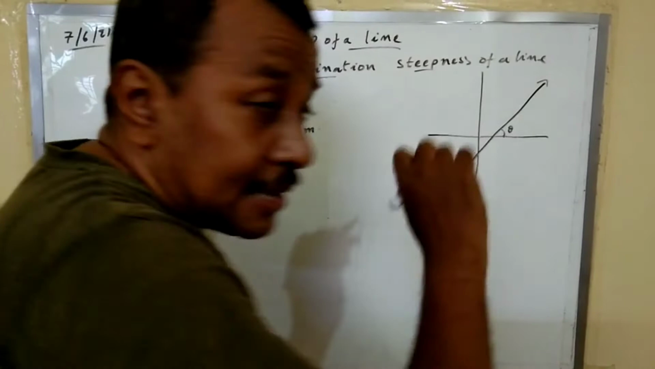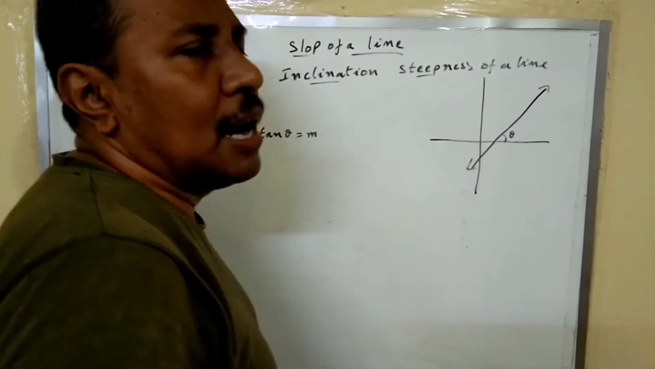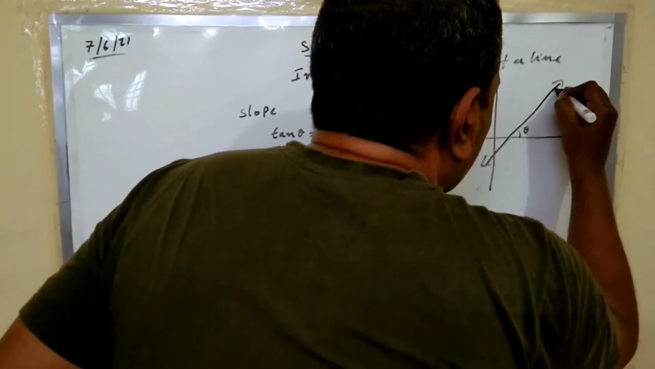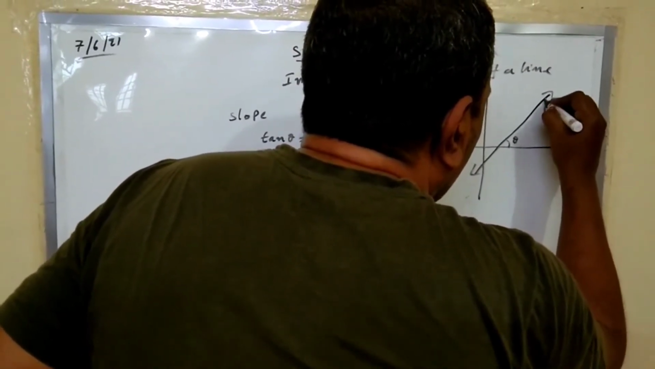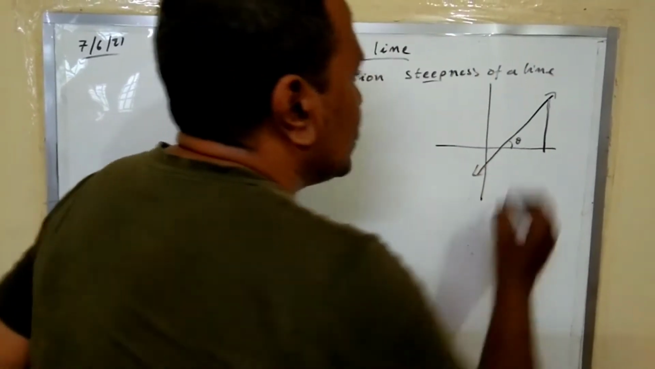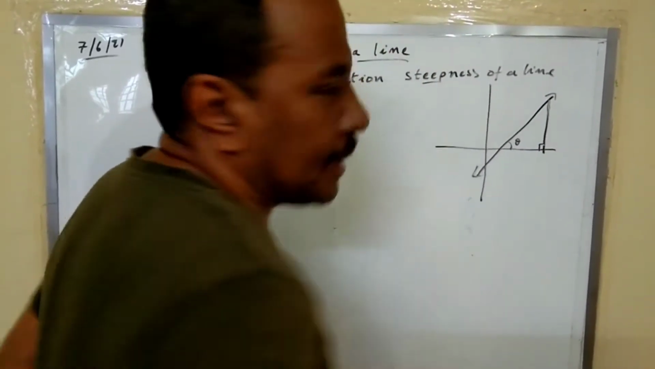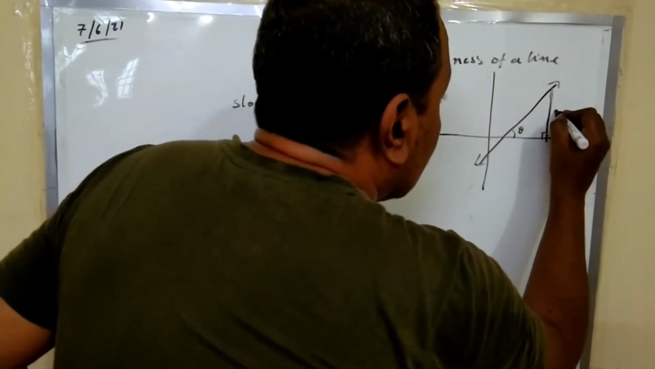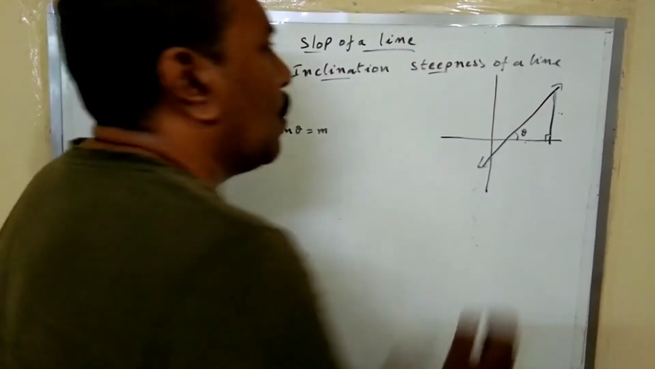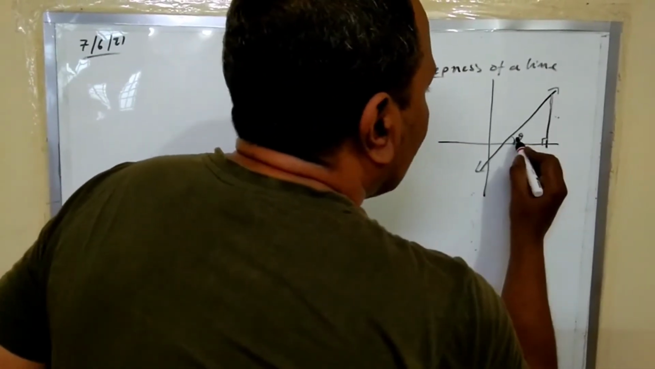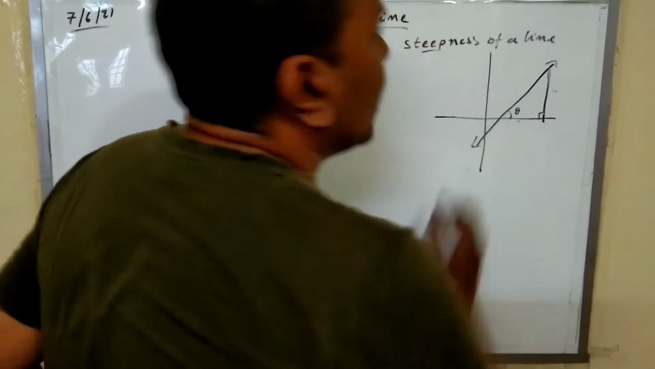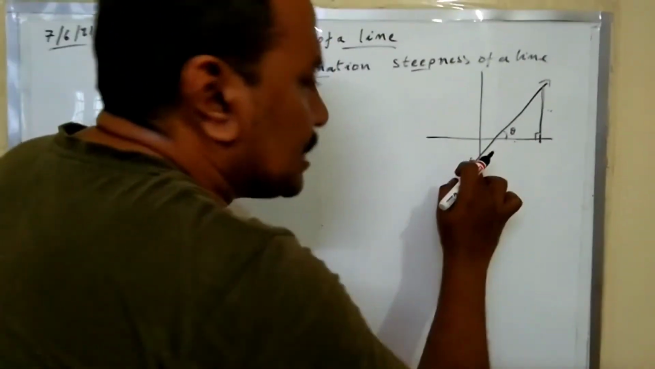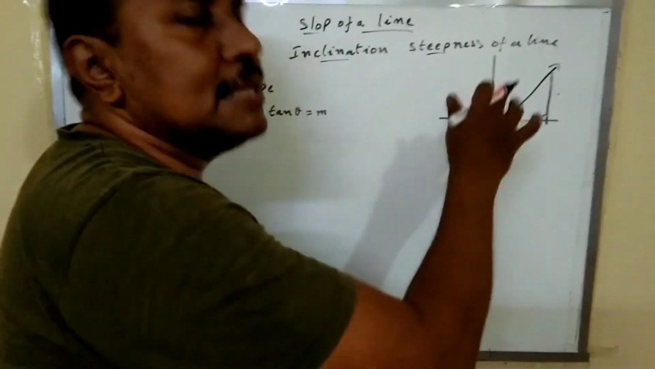Okay, why should we take tan of theta? Why don't we take sine or cos? Because this steepness depends on, suppose you draw a line perpendicular to the x-axis touching this line, so here we can make a right angle triangle. This steepness or slope depends on the ratio of these two sides. This is the opposite of theta and this is the adjacent of theta. Depending on the ratio of these two sides, the steepness or slope is determined.